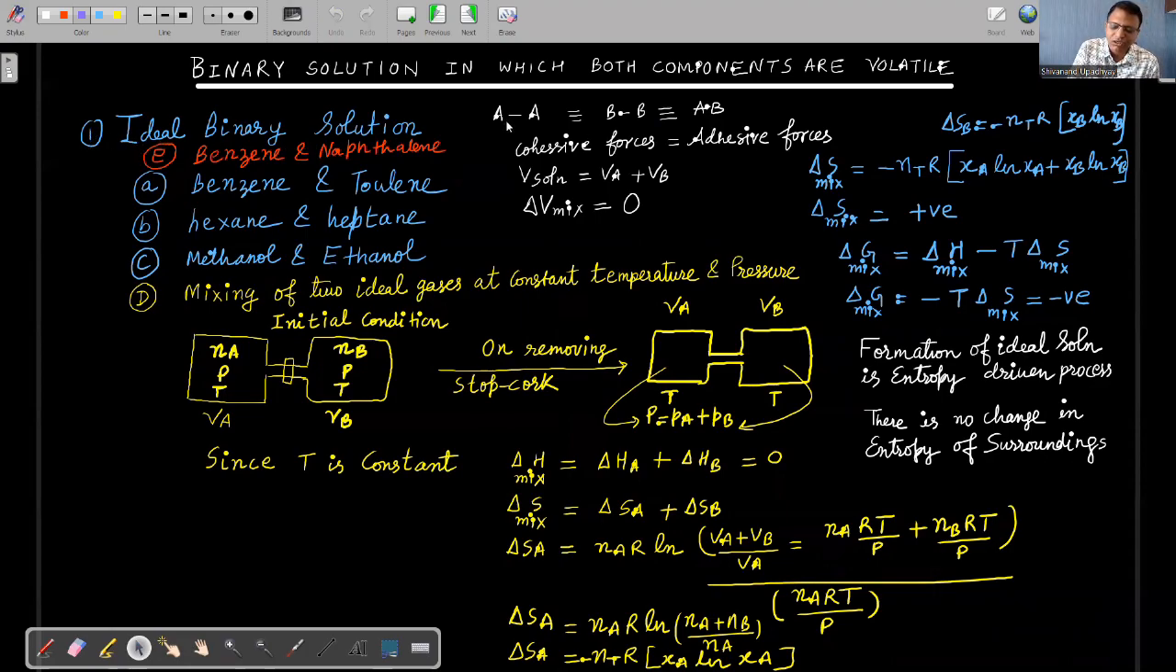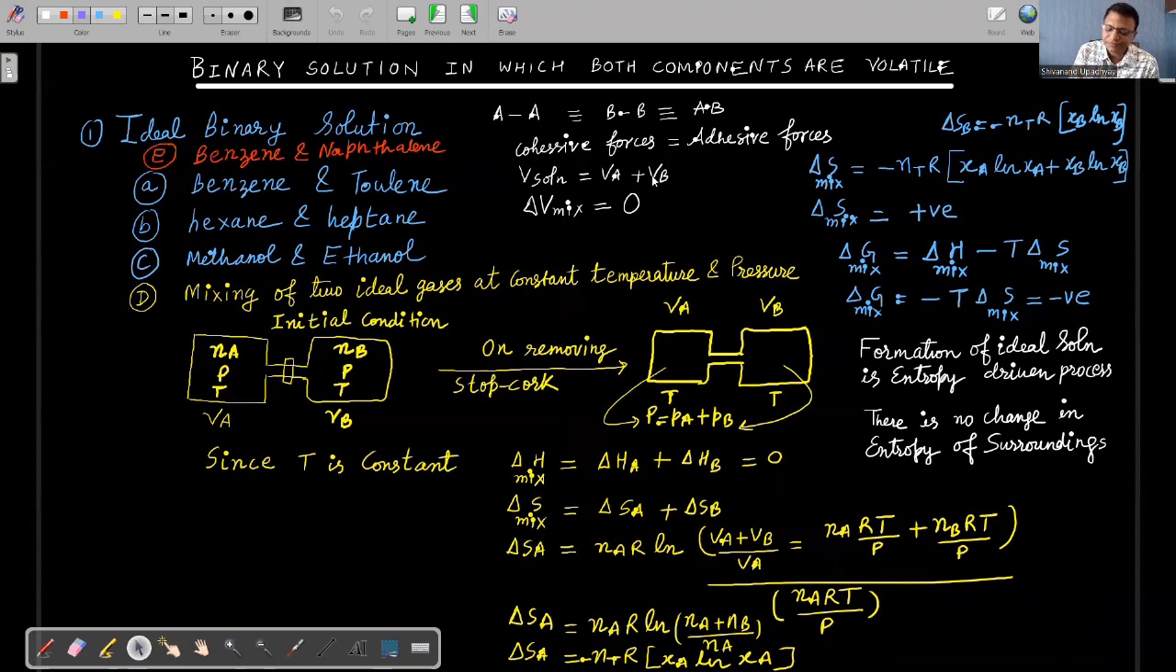So we have two components. The force of interaction between A and A component, same type of particles, is known as cohesive forces. The force of attraction between B and B is cohesive forces. The force of attraction between A and B is known as adhesive forces. So when we are making an ideal solution, the force of attraction between AA, BB is equal to the force of attraction between AB. So on mixing, there is no change in interactive forces.